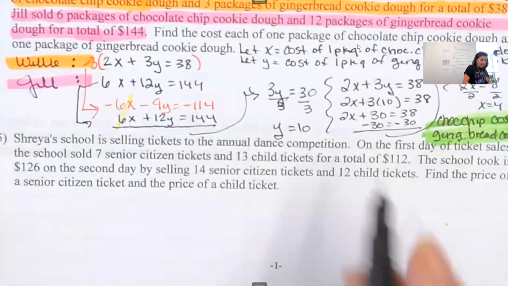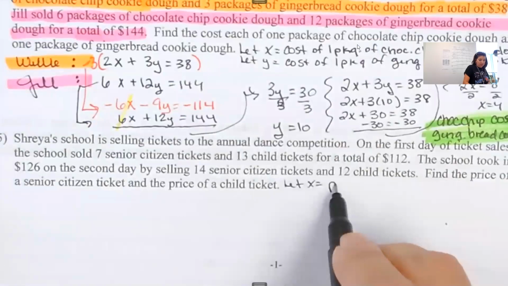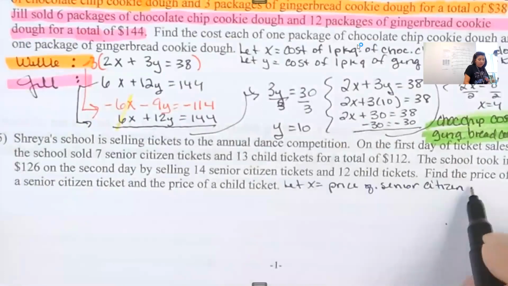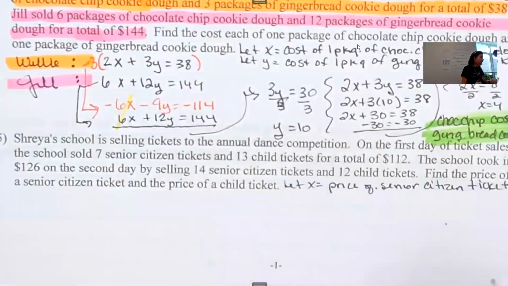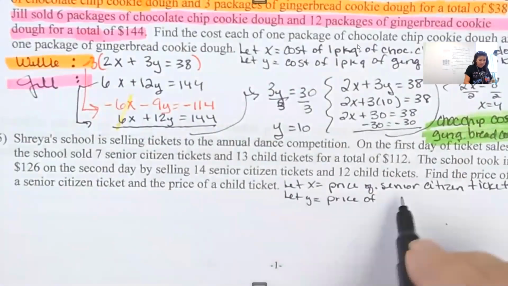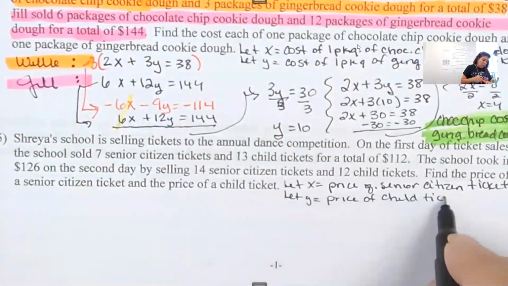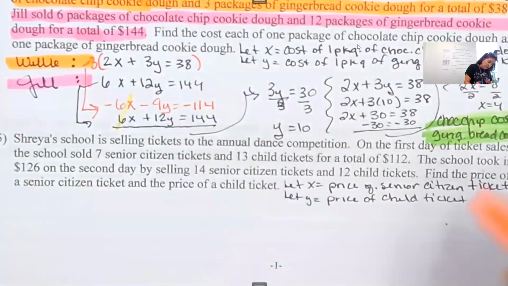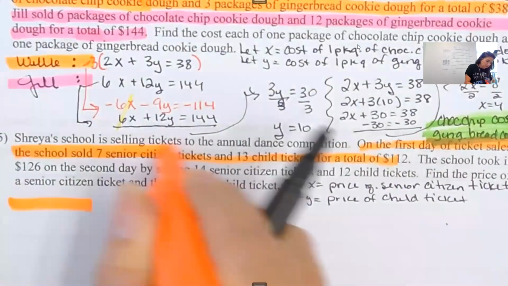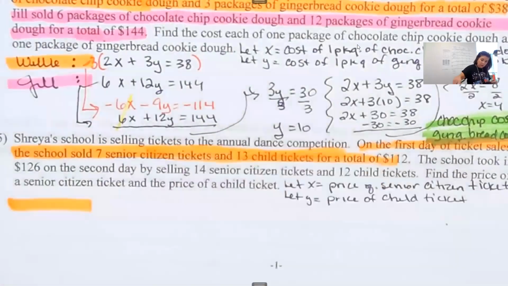So I am deciding to let x equal the price of a senior citizen ticket. Can I let y equal the price of a senior citizen ticket? Sure, it's up to you. You have to define on your paper what means what. So I'll let y equal the price of a child ticket. So one of my equations is going to be about the first day of ticket sales, and my other equation will be about day 2 of ticket sales.